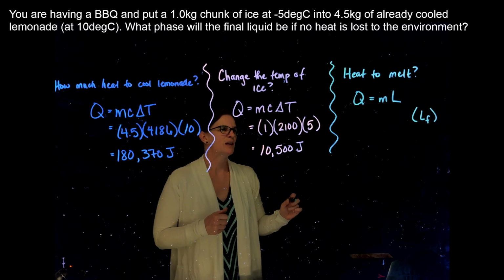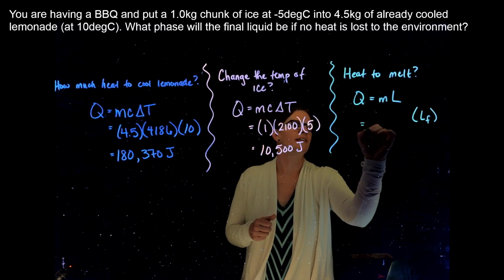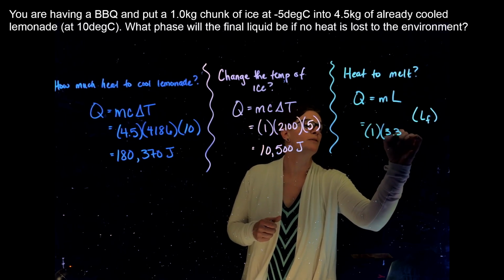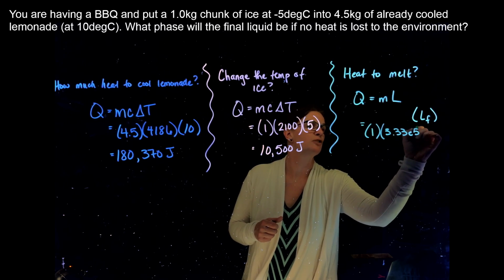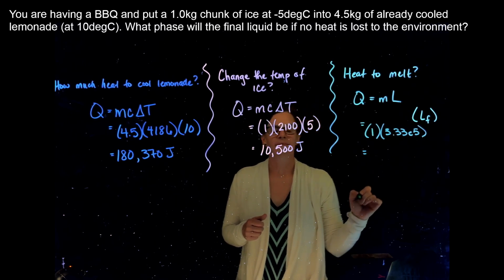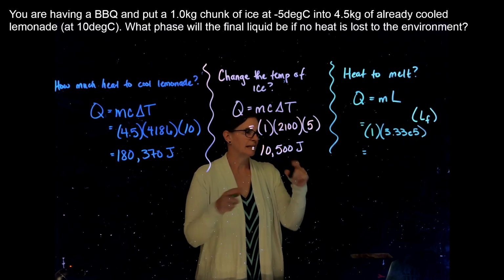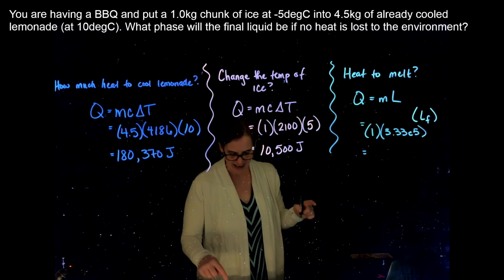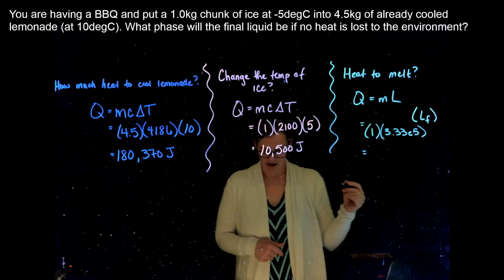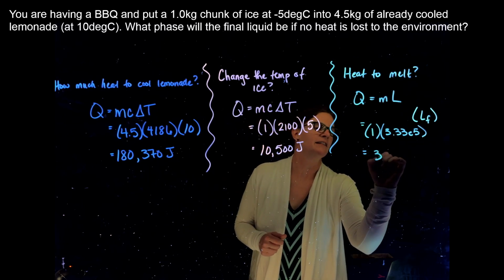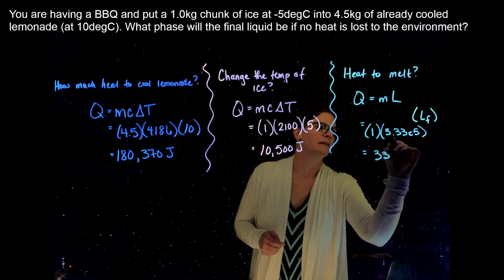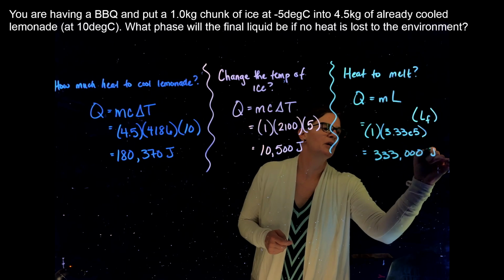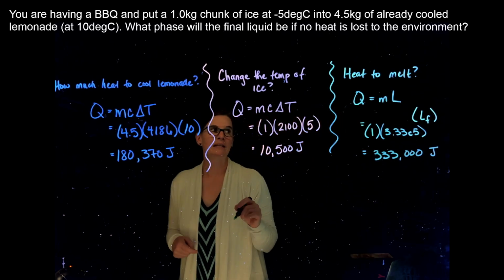All right, so I have 1 kilogram of ice. The latent heat of fusion is 3.33 times 10 to the 5th joules per kilogram. And then the total amount of energy we need is 3.33 times 10 to the 5th joules of energy to melt all the ice.